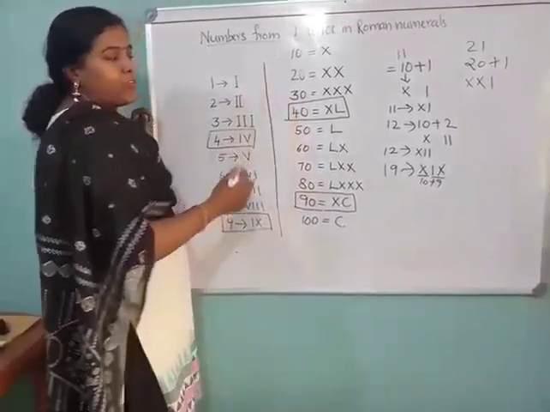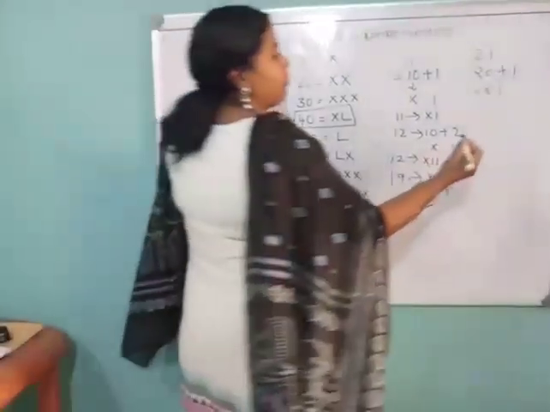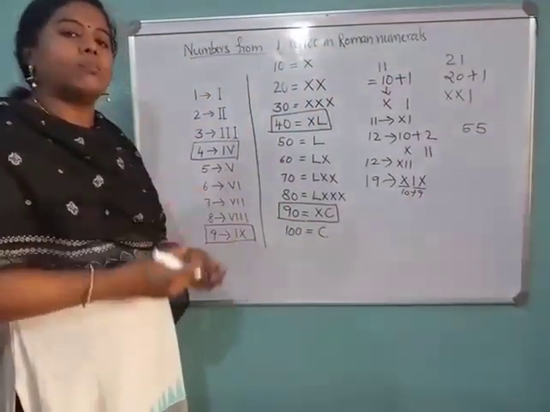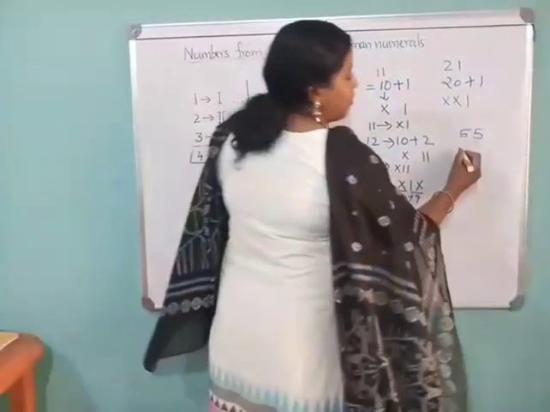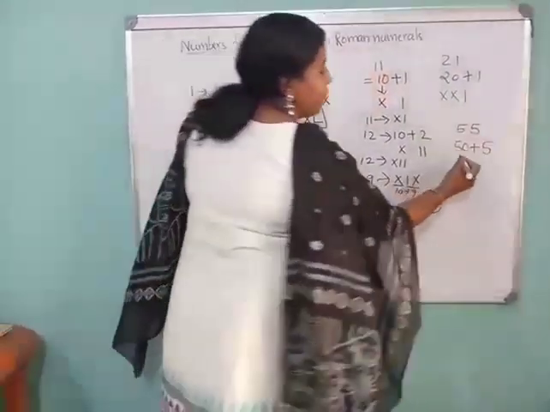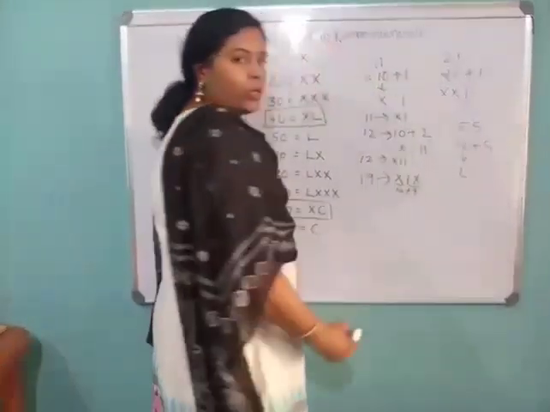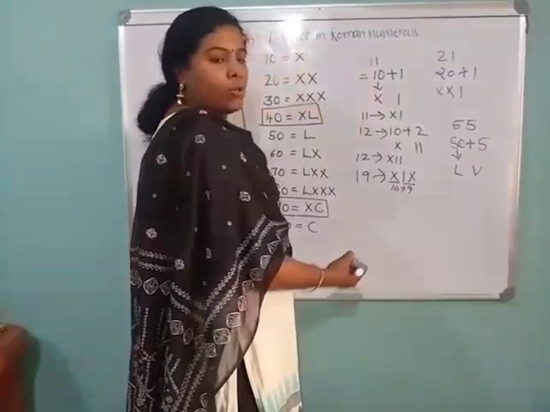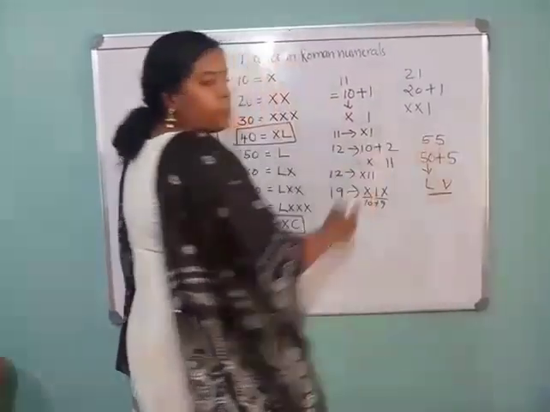Now if you want to write a number like 55. I want to write the number 55 in Roman numerals. You know that 55 means 50 plus 5. What is the symbol for 50? L. What is the symbol for 5? V. So LV shows 55.